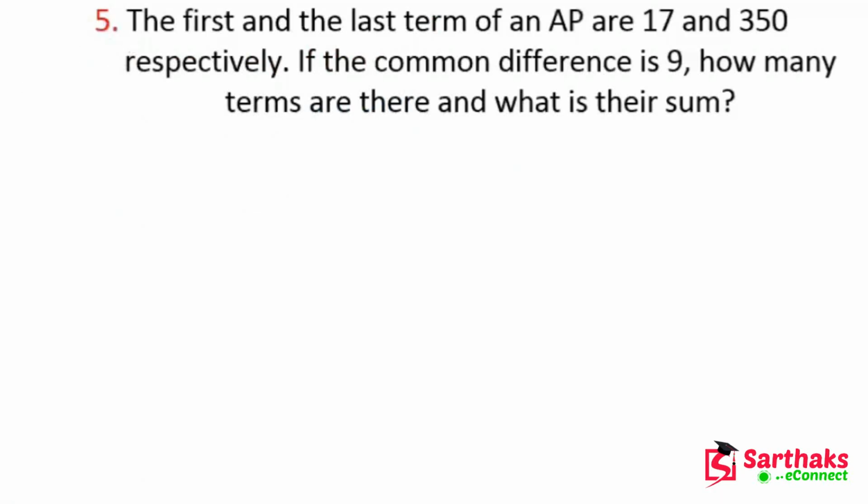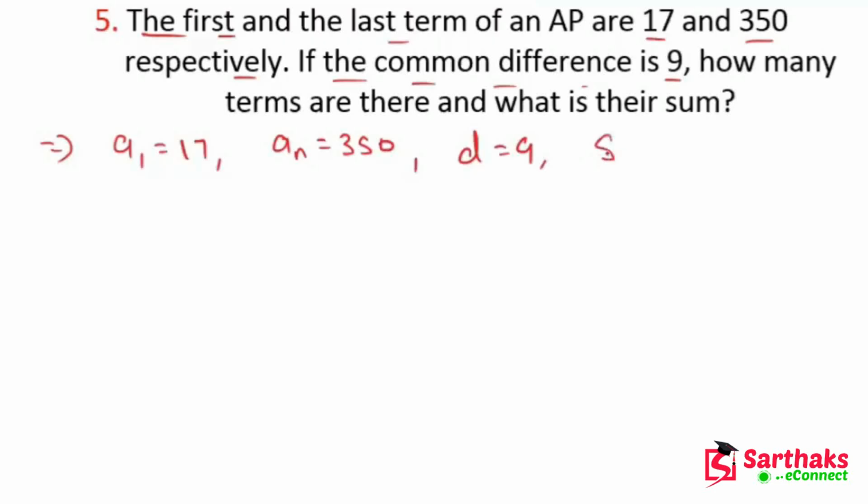Yes. The next question is: the first and the last term of an AP is 17 and 350 respectively. If the common difference is 9, how many terms are there and what is their sum? So now in this case, we have A1 is 17, An is 350 and d is 9. We have to find Sn and n.